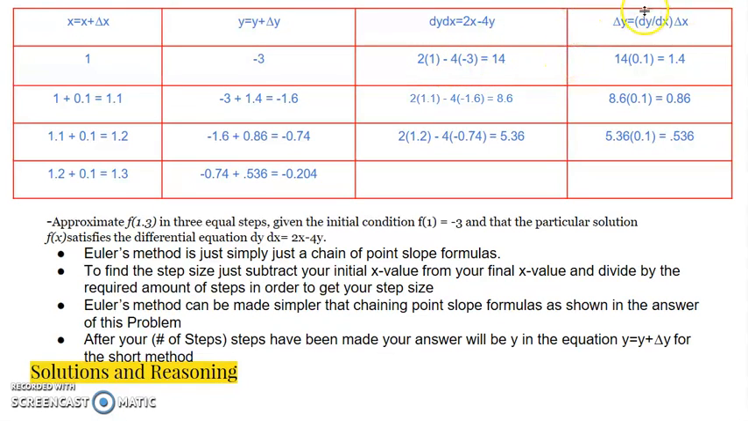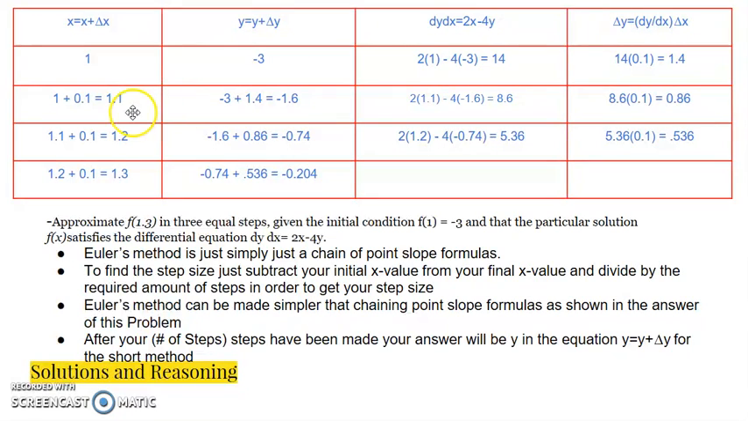Then each step is going to use this dy over dx. Since we're taking 3 steps to get from 1 to 1.3, our step size will be 0.1. So we take dy over dx, found right here, and multiply it by the change in our x, which is 0.1, because 0.1 is our step size, and we will get 1.4.